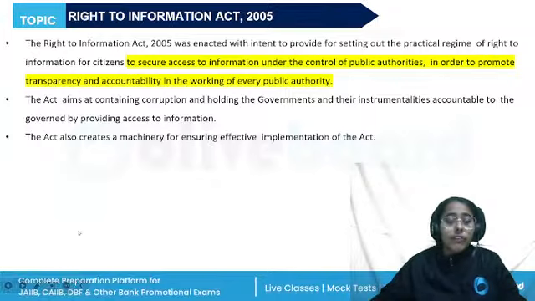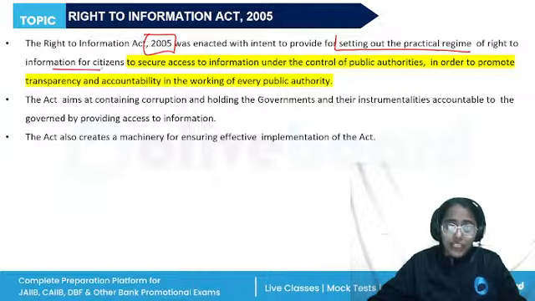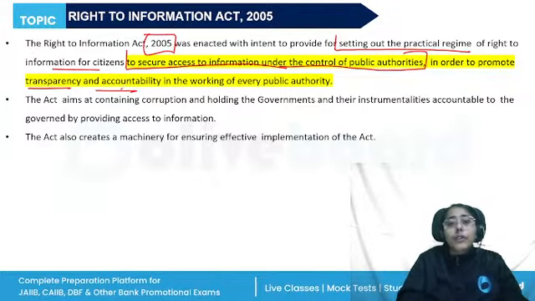So, the Right to Information Act was enacted when? In the year 2005. Why? To provide for setting out the practical regime of right to information for the citizens to secure access to information under the control of public authorities in order to promote transparency and accountability. So, if I want to have any information regarding a policy or any norm, I can seek that information by sending an application to the required officer and I will be given that information until and unless it is something which is not allowed by law.